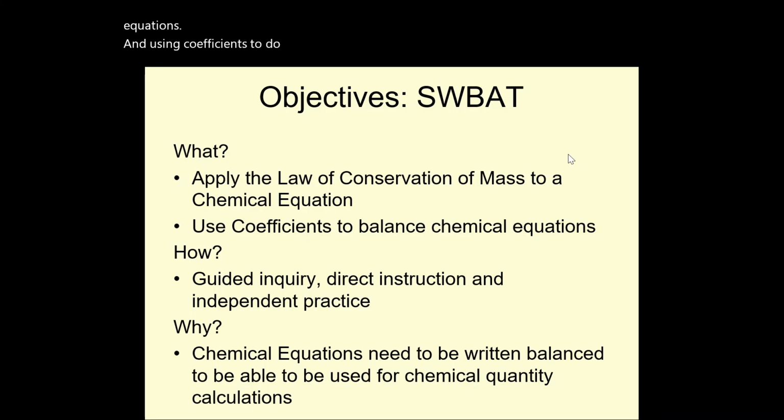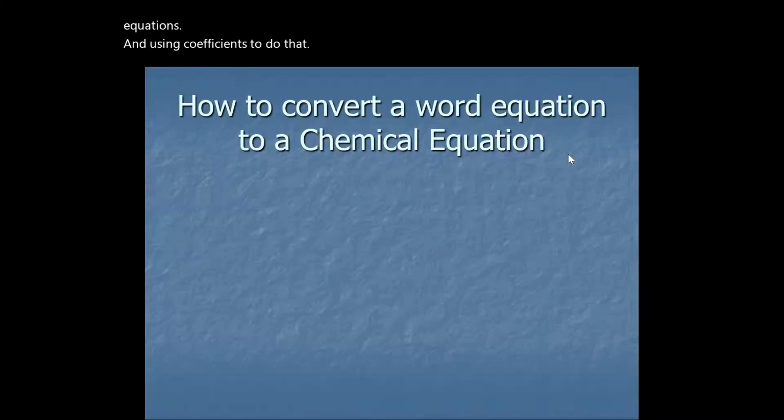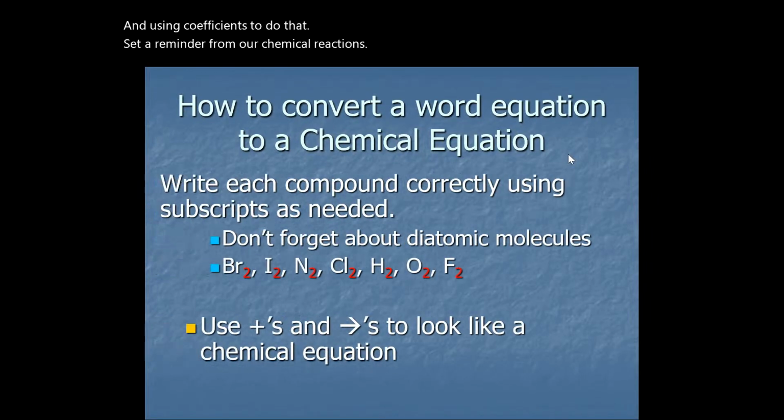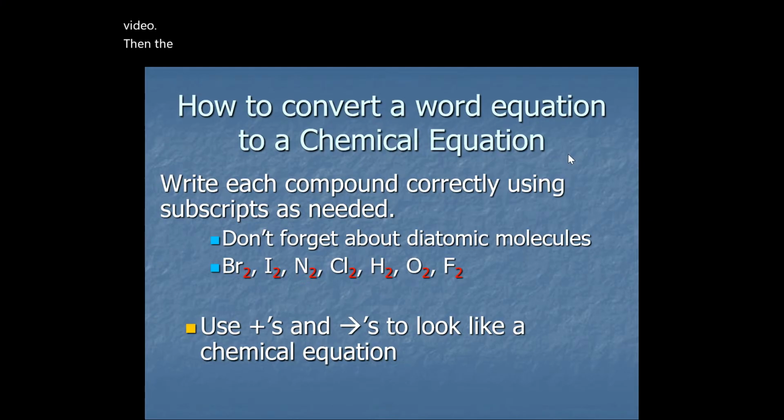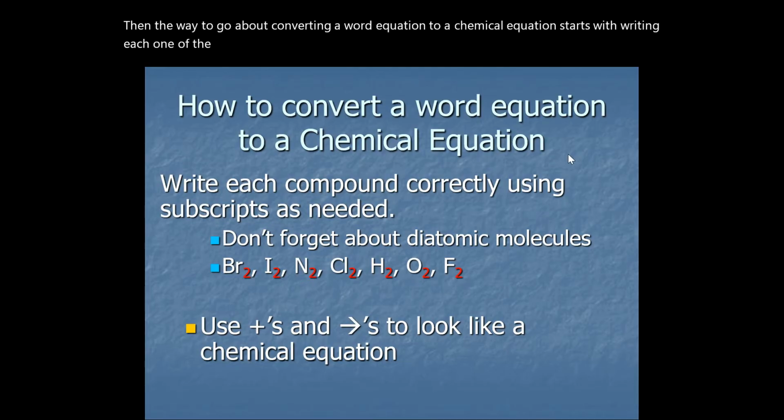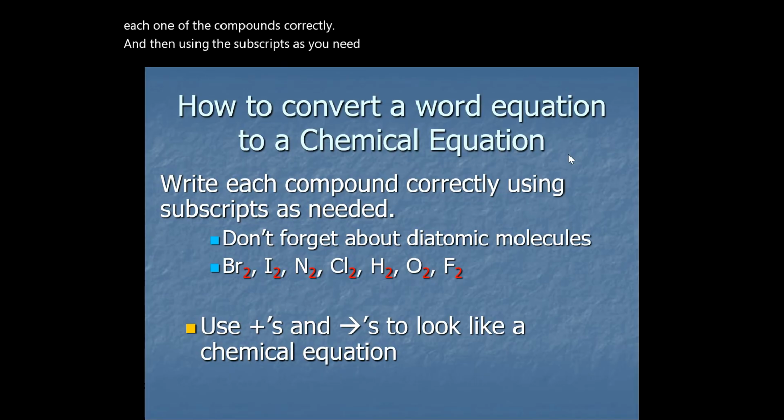to do that. So a reminder from our chemical reactions lesson is that if we have a word equation, a description, which is what we're going to have on this particular video, then the way to go about converting a word equation to a chemical equation starts with writing each one of the compounds correctly and then using the subscripts as you need to get each compound to have the correct number of each atom.